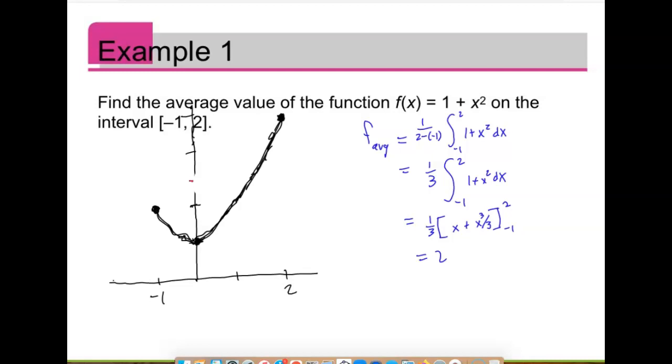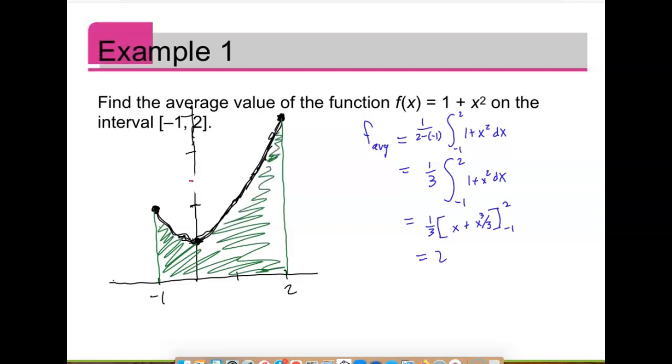So meaning, here's the area under the curve on that interval in green. If I make a rectangle at y equals 2 on that interval, that rectangle contains the exact same area as the green area. Questions?